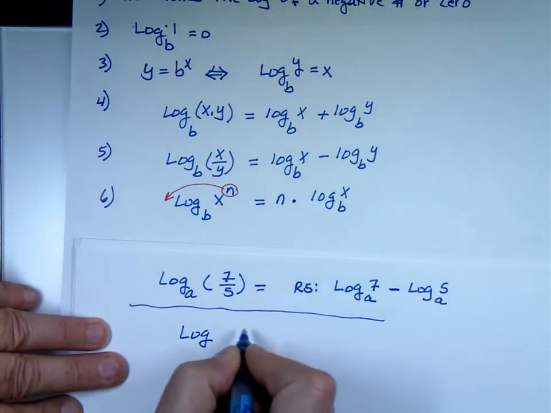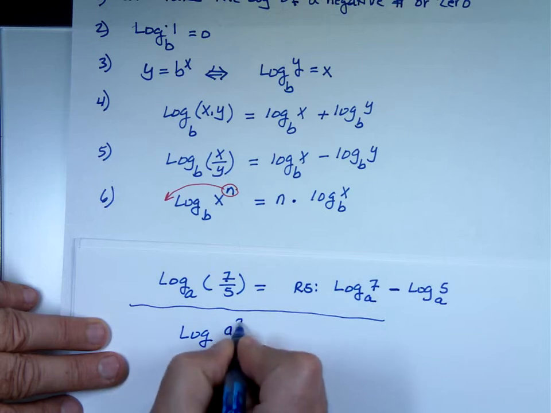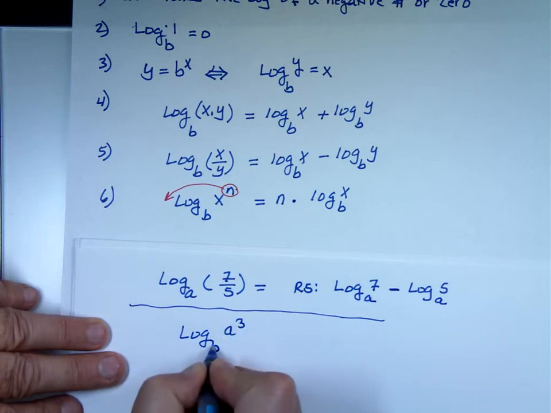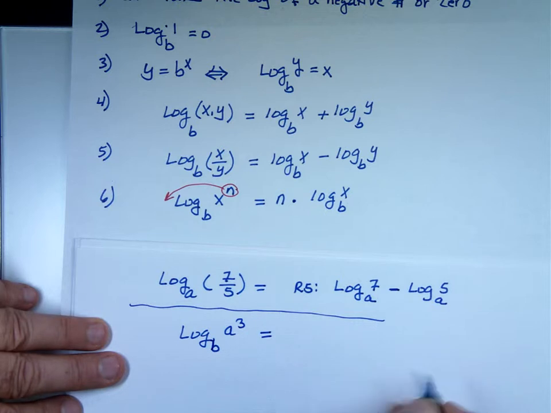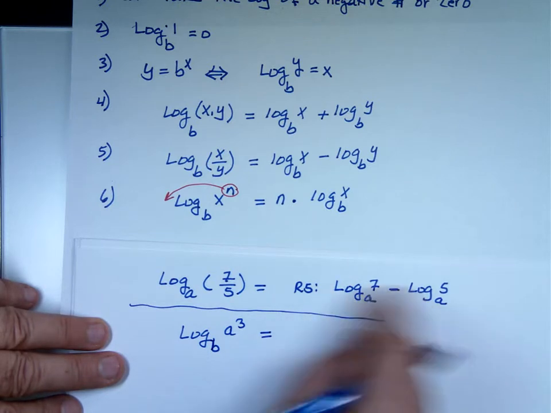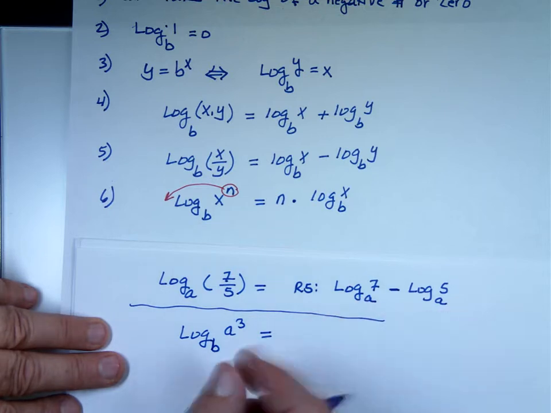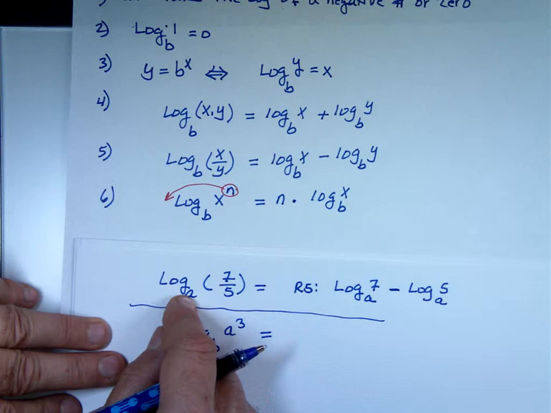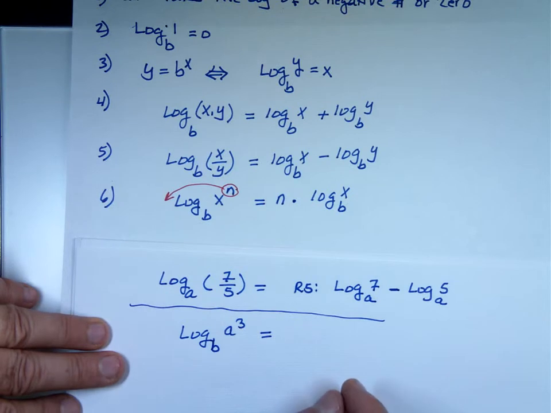Wait, 7 minus 5? That's the answer. I can't simplify it because you don't know what the base is. That's the answer? Yep, that's all you can do. You don't know what the base is. But can't you say a? You don't know what a is. No.